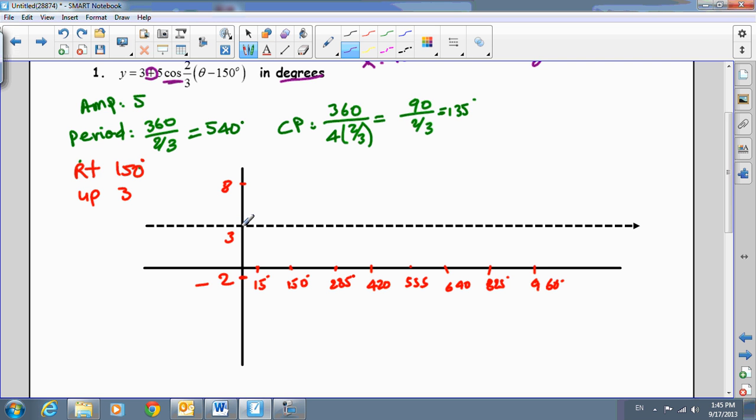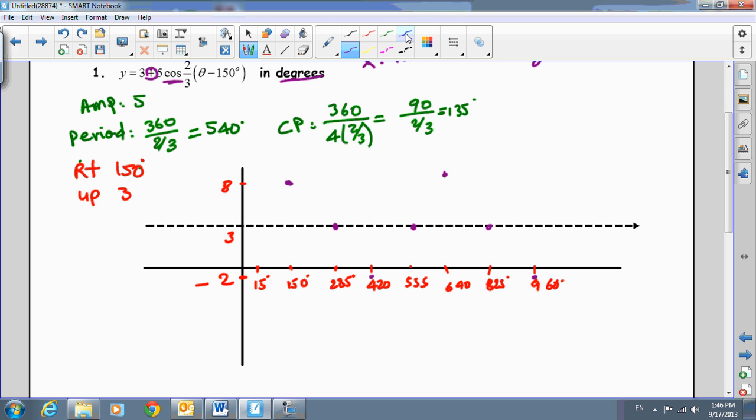If it was sine, we will start at this dashed line. Since it's cosine, we're starting all the way up at the highest point, meaning starting here. Now from here, you know the shape of a cosine, so it will keep going to 0, then go all the way to the lowest point, which is right here. It will go back to 0, to the highest point, to 0, to the lowest point.